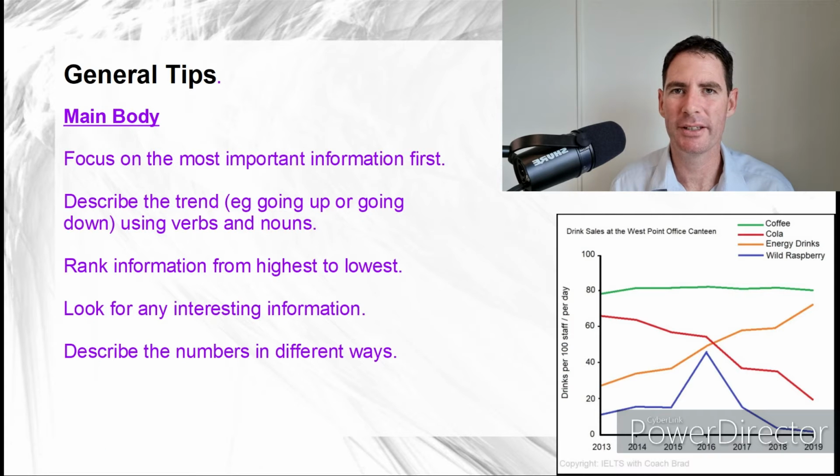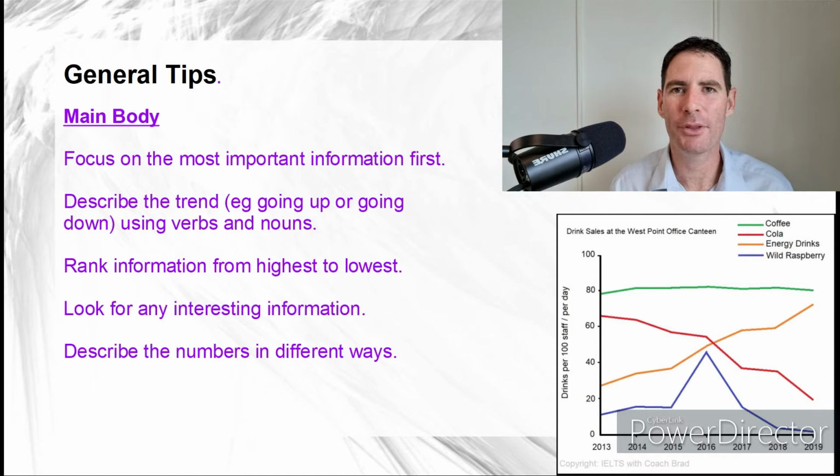For the main body, you want to start with the most important information first. That is usually the highest group. The thing that you noticed first is probably the best place to start. Do not start with the groups which are the lowest or in the middle. Start with the highest or the most. In this case, it will be coffee sales.